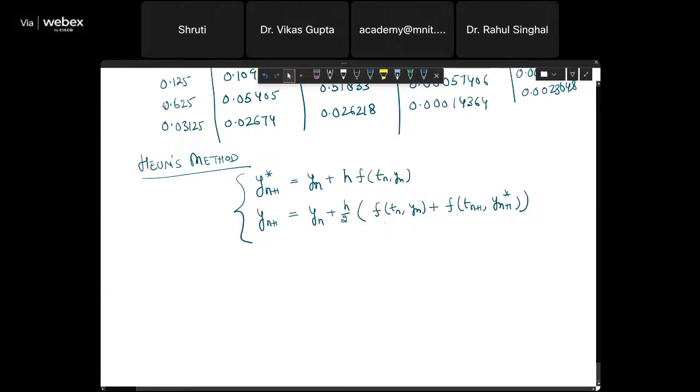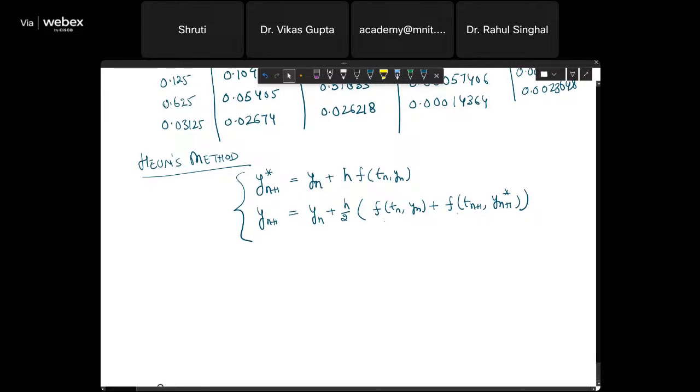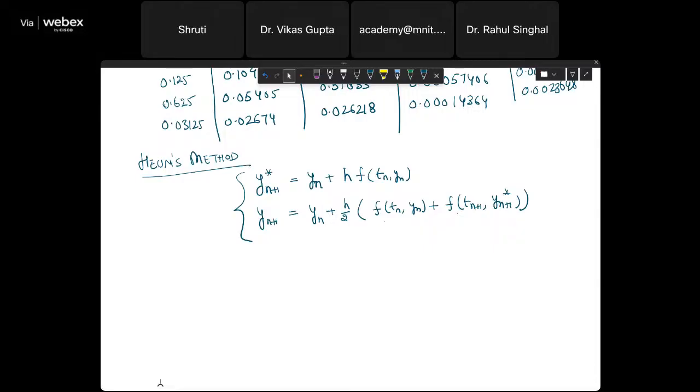So with this, I complete the discussion of the single step methods, though there are many more like the Runge-Kutta method, etc. I'm not discussing all those. Maybe in some other lectures they will be covered, or you may study them from any standard textbook of numerical methods. Now I would like to move to the multi-step methods, as I mentioned. My plan is to cover two multi-step methods: one is Adams-Bashforth and another one is the Adams-Moulton method.